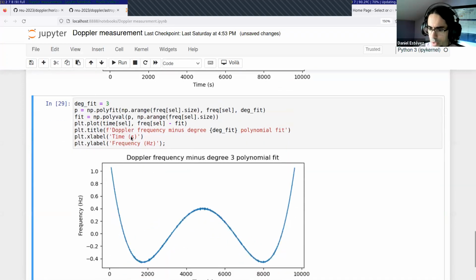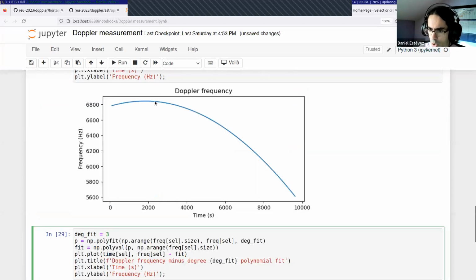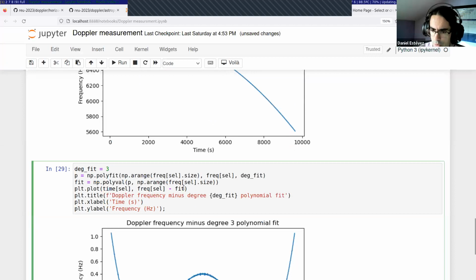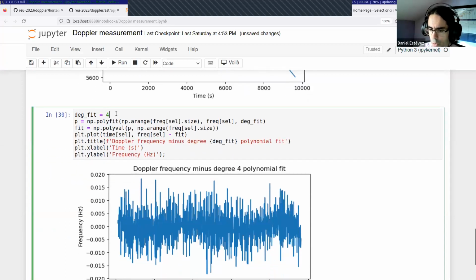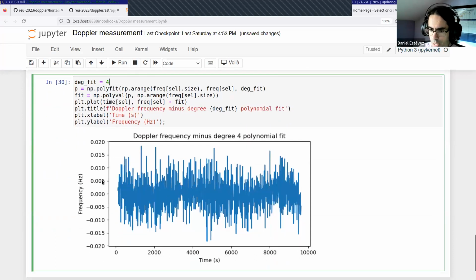And if I evaluate this, I find that there is still some residual frequency, because for this long time span, degree 3 was not good enough, but I can try a degree 4. And now this is quite good. And you can see this is the frequency in hertz. So the noise we have in here is about 5 or 10 millihertz.